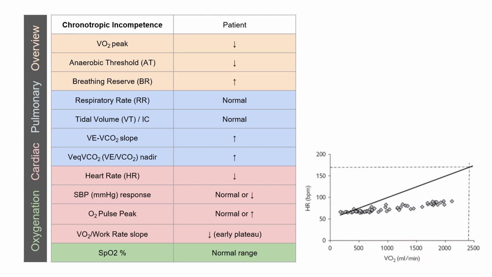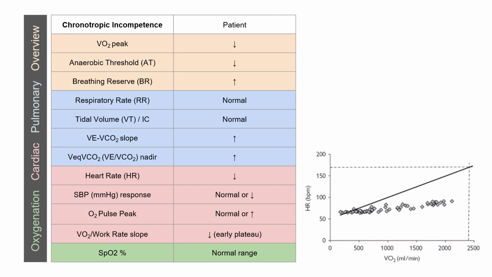These patients will have a low VO2 peak and they'll have a low anaerobic threshold, but they'll have an increased breathing reserve. And the reason for that is they typically stop very early on in the test, and that is because of leg fatigue and just a general sense of heaviness, not because they have reached their exercise limit.